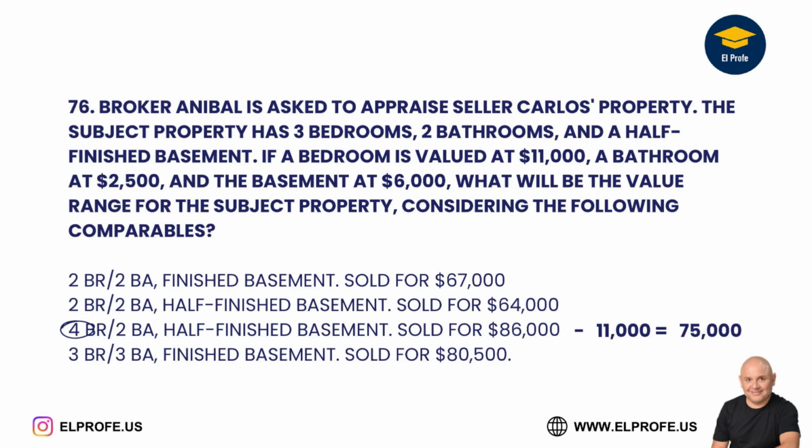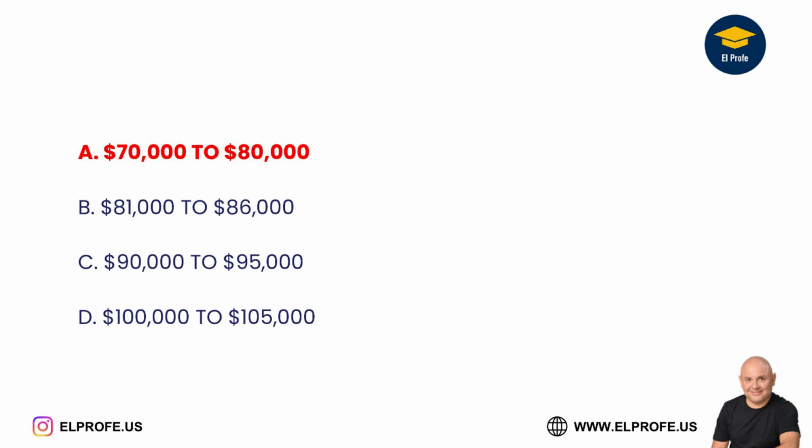That leaves us with $75,000. Now, if I had chosen the other one that says 2 bedrooms, it would be missing a bedroom. So you would have to add the value of 1 bedroom to that comparable. Either way, you arrive at $75,000, and the answer is A, between $70,000 and $80,000.